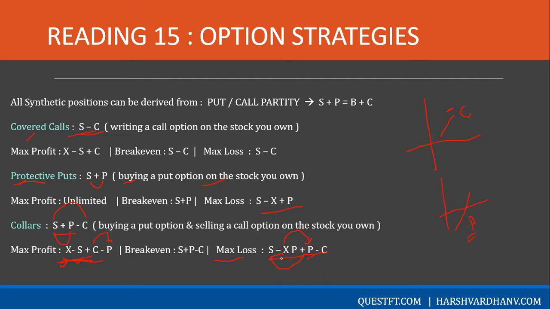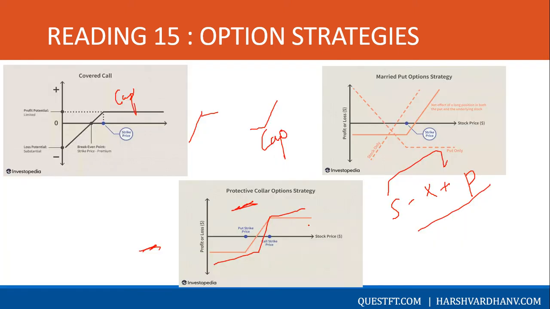So stock minus put strike plus the net premium for loss, and for profit we have X minus S, again X at the point which you have sold the call option, S plus the net premium. So it's evident from the images also. Profit is capped, loss is capped. So what is on the upper side? Call option. What is there on the downside? Put option. So for profit, you take the call strike, for loss, you take the put strike.